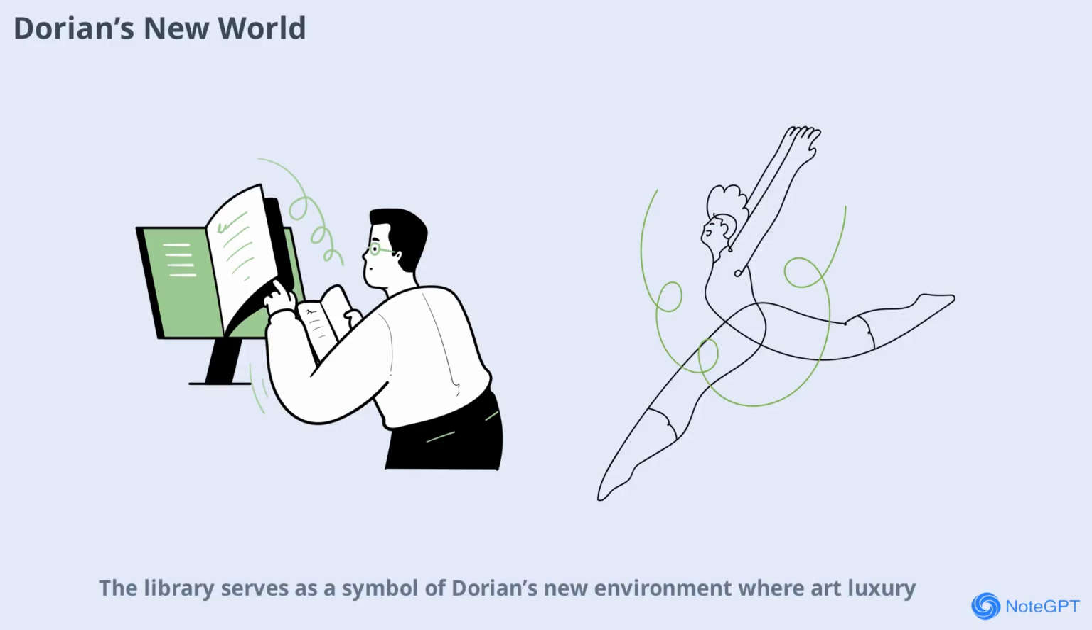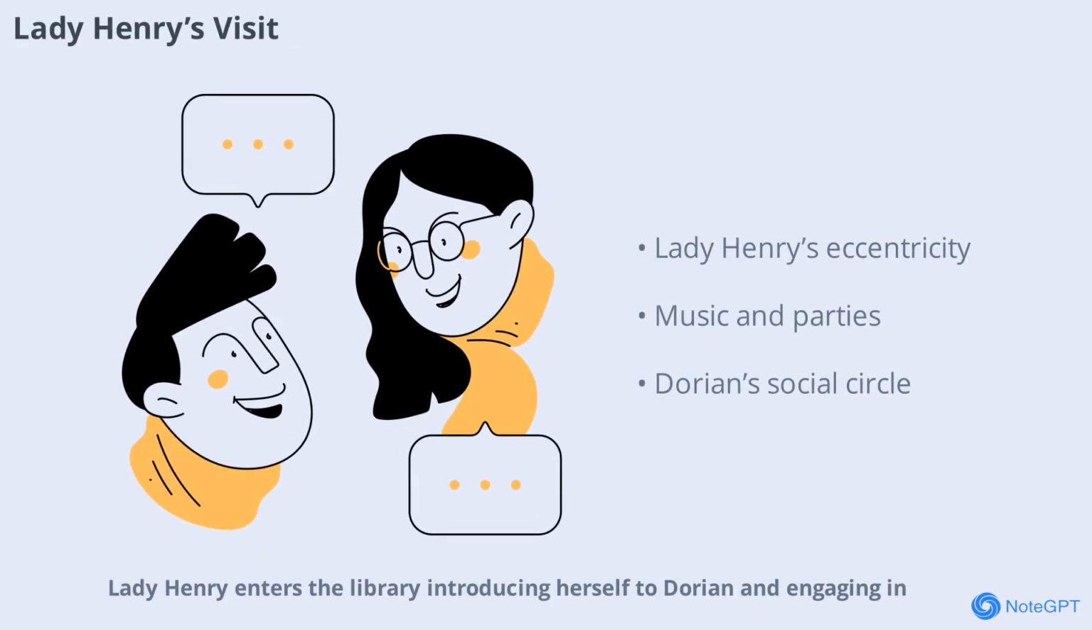The library serves as a symbol of Dorian's new environment, where art, luxury, and influence reign supreme. Lady Henry enters the library, introducing herself to Dorian and engaging in a lively conversation about music and parties. She is described as a curious and untidy woman, always in love with someone and full of illusions.